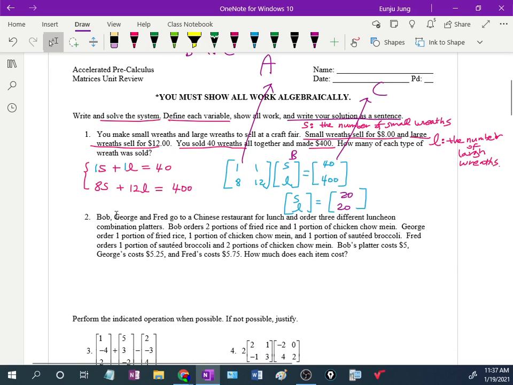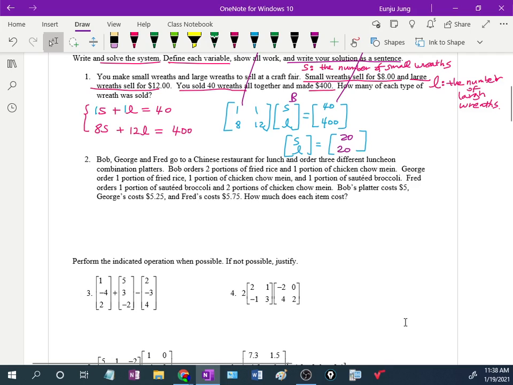Next, question number 2. Bob, George, and Fred go to a Chinese restaurant for lunch and order 3 different lunch combination platters. Bob orders 2 portions of fried rice and 1 portion of chicken chow mein. George ordered 1 portion of fried rice, and so on. A lot, right? So I need to use the matrix or equations. Let's find the system of equations. How many people? 3. So let's go one at a time.